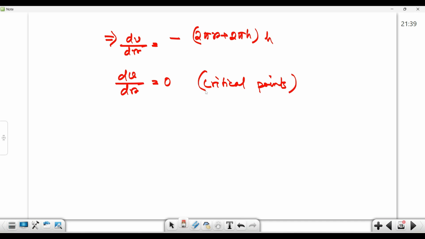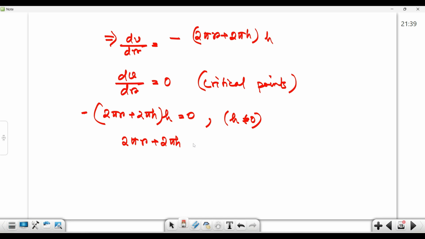Okay, to get the critical points, this is equal to 0. That means 2 pi r plus 2 pi h into h equal to 0, and as h not equal to 0, that means 2 pi r, this is minus, plus 2 pi h equal to 0. So now this is 2 pi r equal to minus 2 pi h. So that means r equal to minus h.